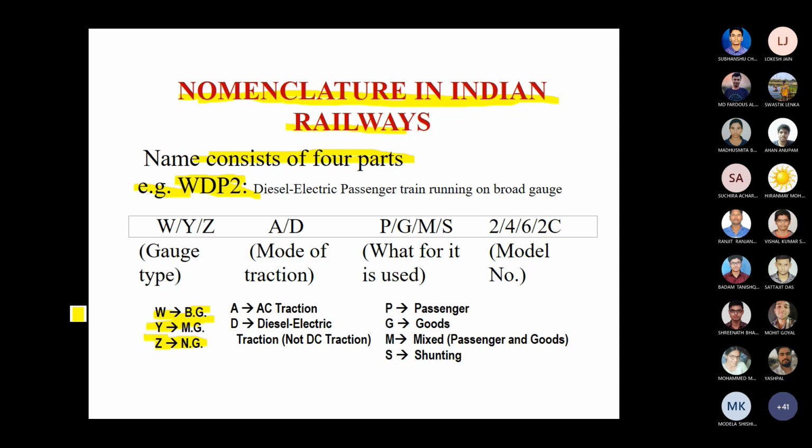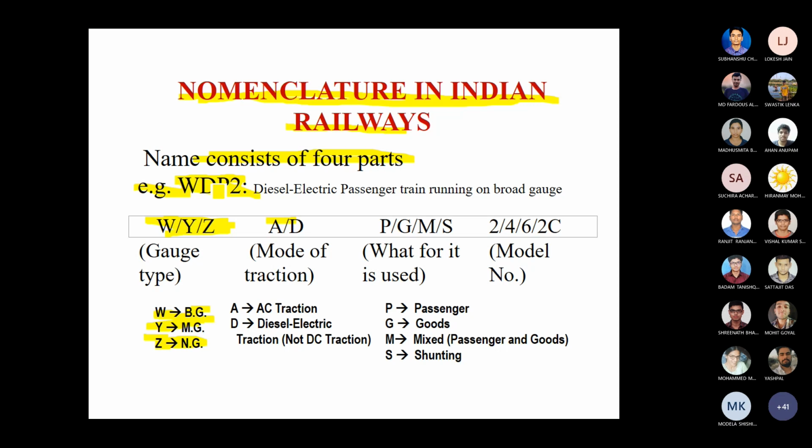So the normal local EMU can travel on this route, and it can carry passengers as well as goods. That's why it's very important to identify what type of gauge is there. So it is written W or Y, W slash Y slash Z, whatever. Then A or D. Here you can see D is there.